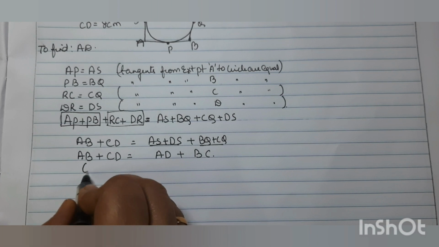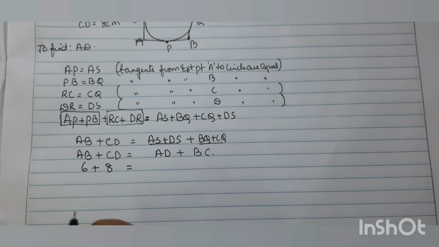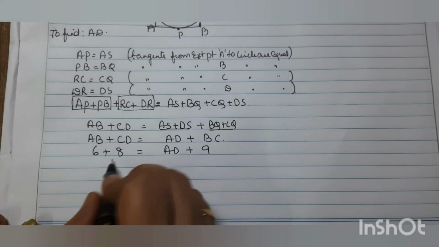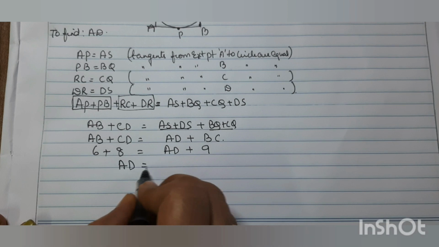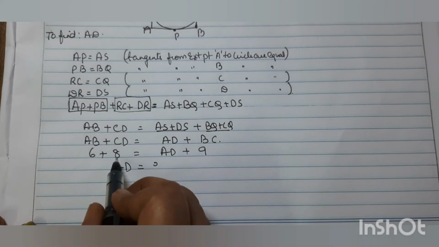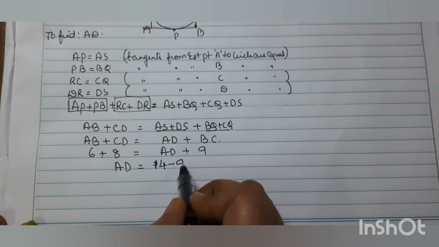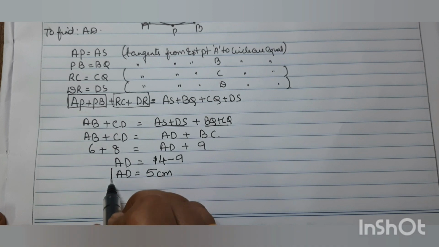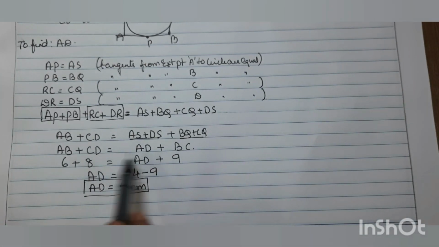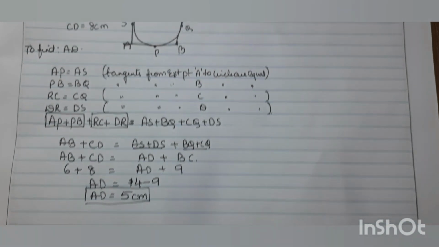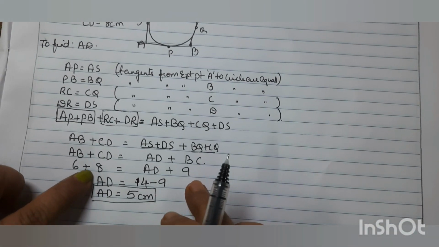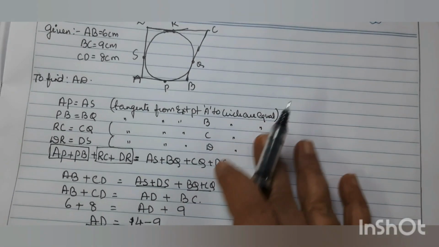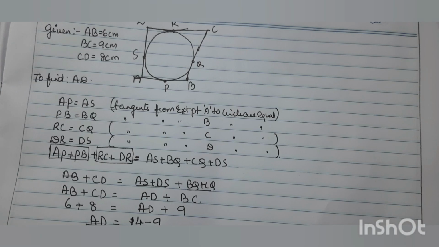So now we'll substitute here: AB is 6, CD here is 8, equal to AD we have to find out, plus BC is given 9. So here we get AD is equal to 14 minus 9. So AD we will get as 5 centimeter. Now you might be thinking, why not use this directly as a formula? If it was an MCQ question, yes, I would have advised you to directly take this as a formula and find out. But since it is for 1 mark, you definitely have to show the steps.